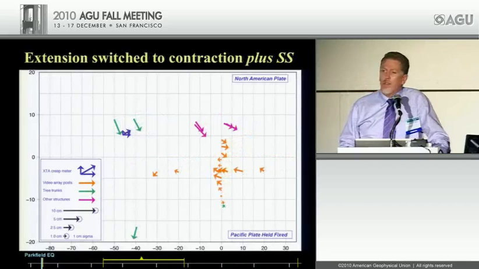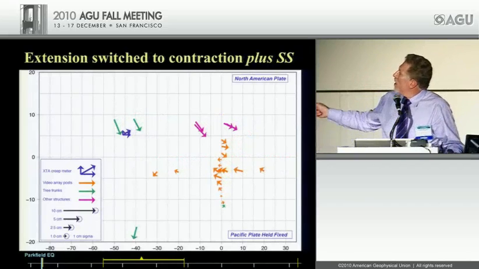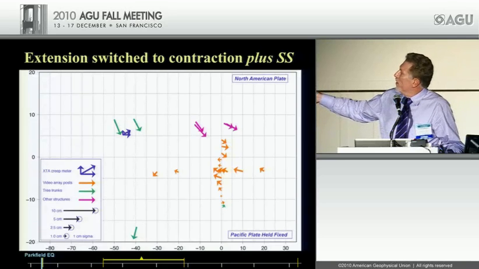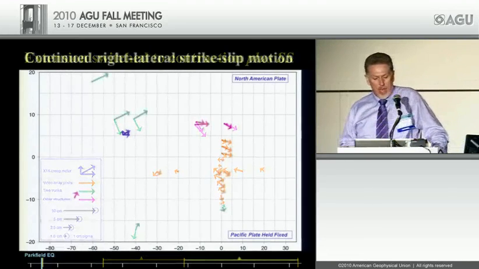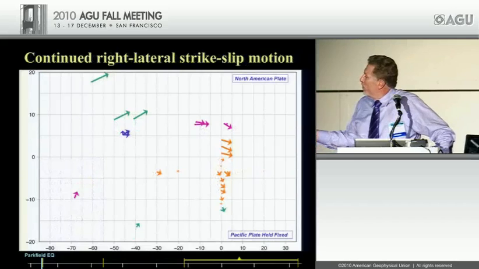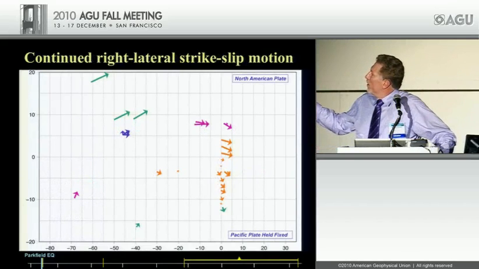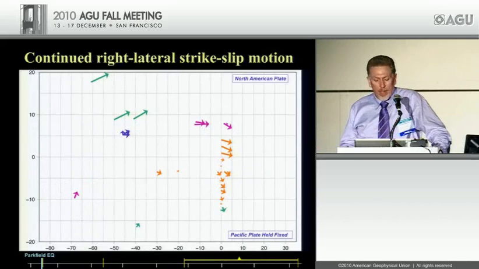We take the next time period, so this is December through March. We now have very strong fault normal contraction with these vectors heading in this way, and there's also what appears to be a little bit of reverse motion within the fault zone itself. We move onward through June, so now we're looking at March to June. We still have continued right lateral strike slip.